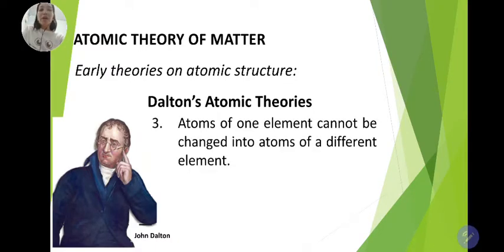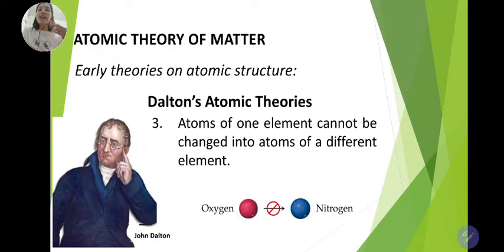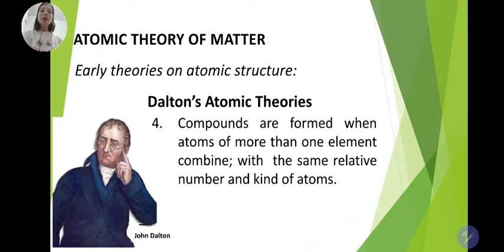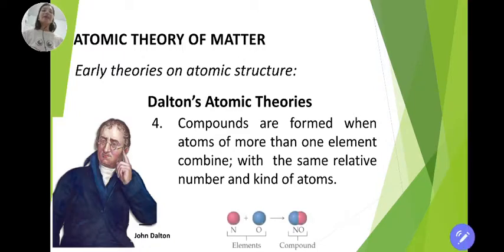And then, atoms of one element cannot be changed into atoms of a different element. So, the atoms of oxygen cannot be changed to become atoms of nitrogen. They have their own identity of atoms. The compounds are formed when atoms of more than one element combine with the same relative number and kind of atom. So, nagko-combine sila in such proportions na nagbibigay ng stability dun sa compound natin.